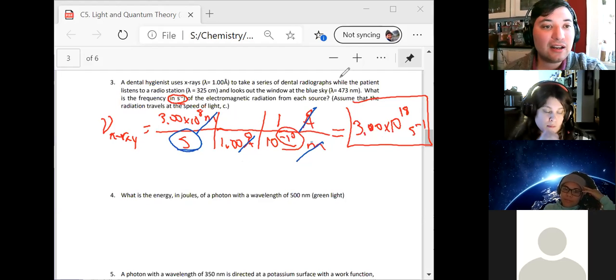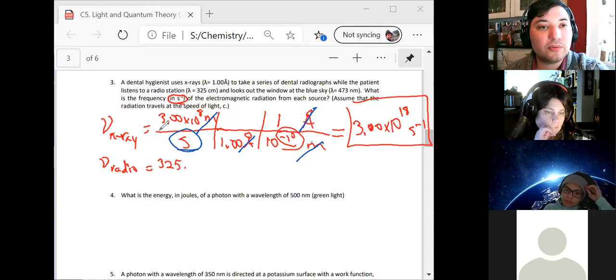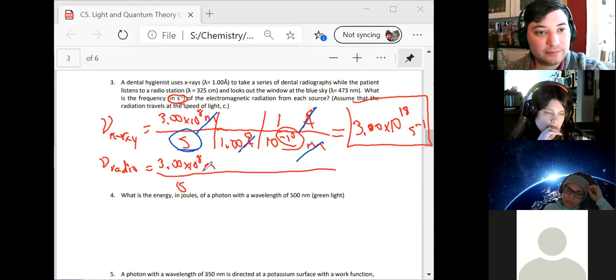Okay, so now let's take on the radio. So frequency of our radio station. Confusing myself. Start with the speed of light, 3.00 times 10 to the 8th meters per second. Our wavelength is 325 centimeters.